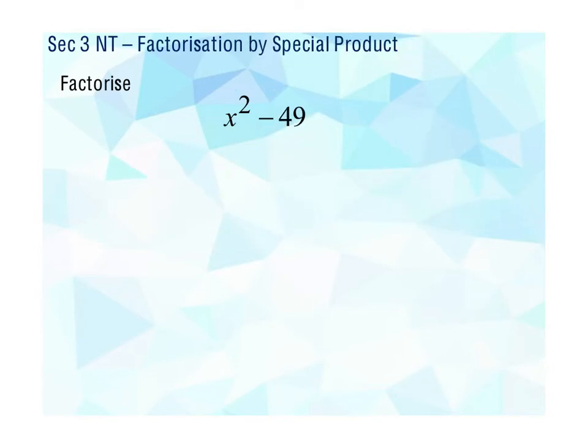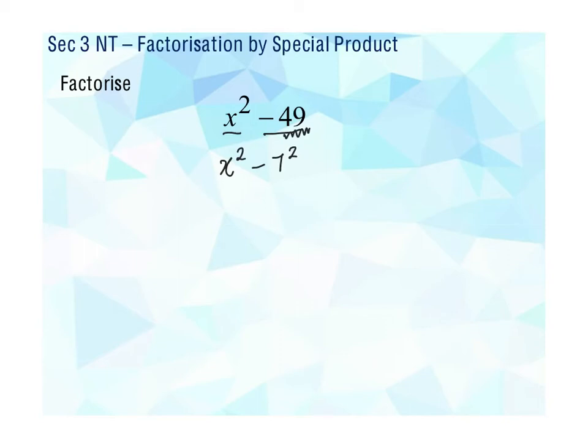In this case, we will have a special type of equation where it's only got x squared, there's no x term, and the number at the back is negative 49. So what can we do? This is a special type of product where we can identify this is x squared and 49. What times what gives you 49? 7 times 7 gives you 49. So 49 can be written as 7 squared.